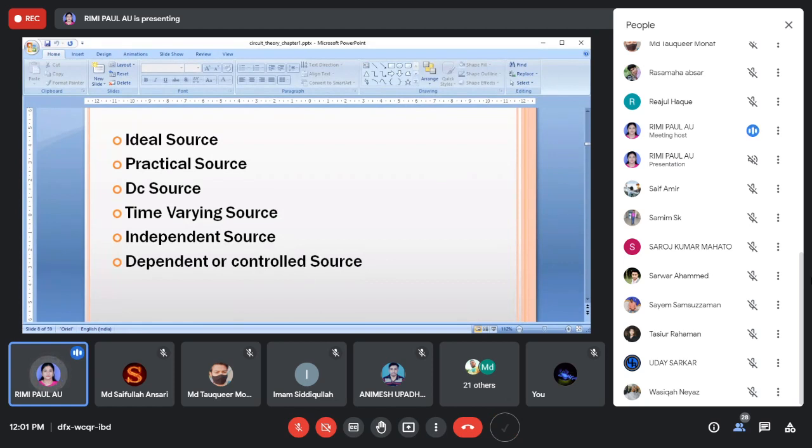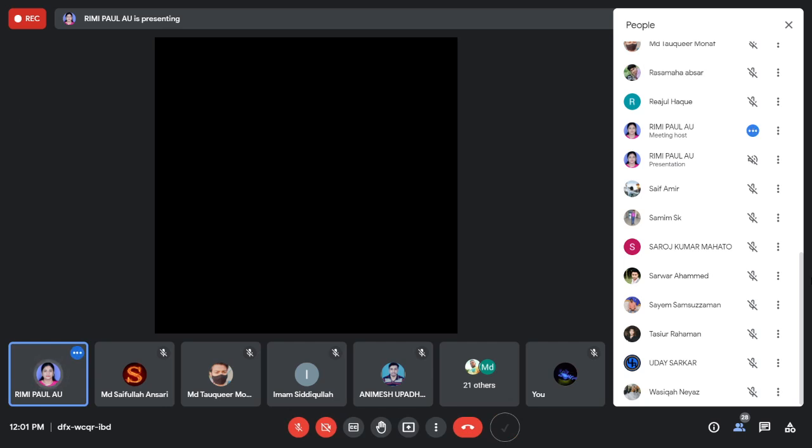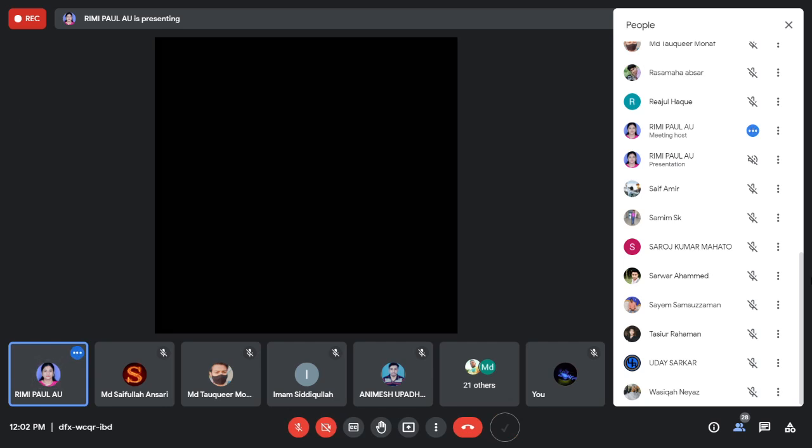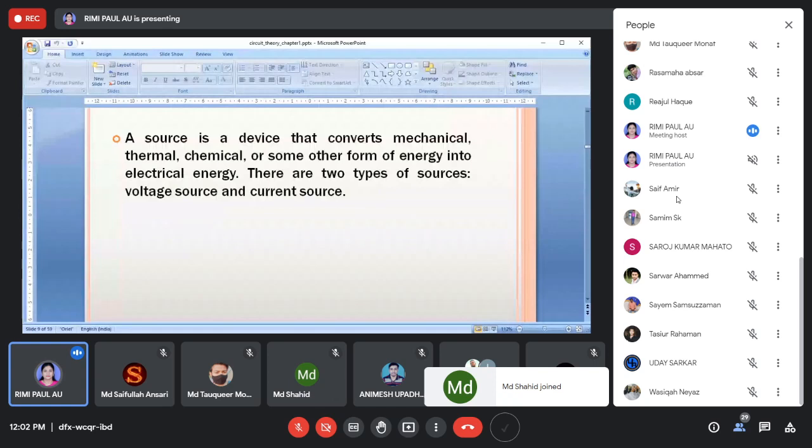So one thing is the ideal source. A source is something where we convert mechanical to electrical, thermal to electrical, or any other form into electrical, right? Through a sensor, we can convert it. So a source is a device that converts mechanical, thermal, chemical, or some other form of energy into electrical energy.